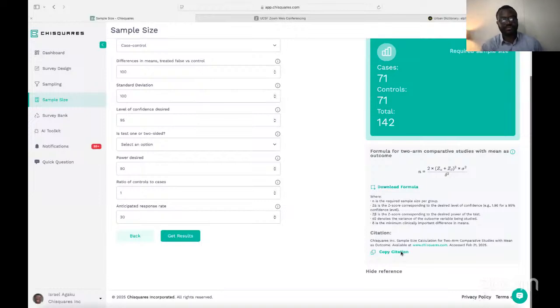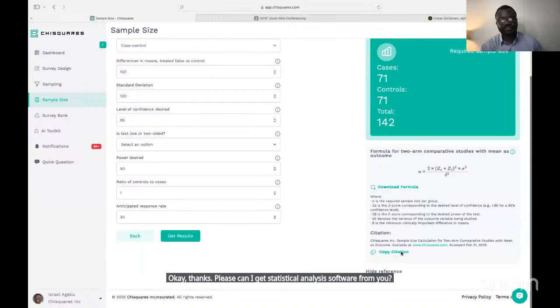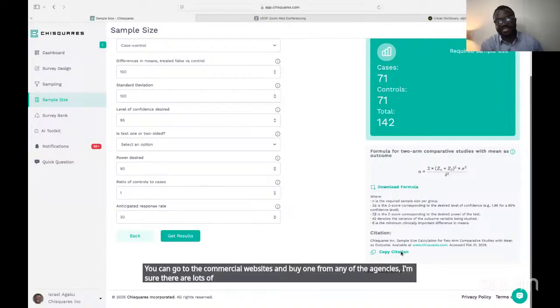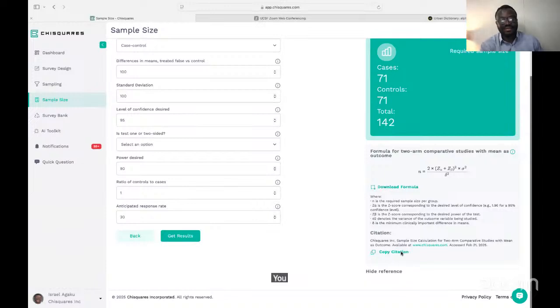Okay, thanks. Please, can I get statistical analysis software from you? I've been trying to get my hands on one. You can go to the commercial websites and buy one from any of the agencies. I'm sure there are lots of companies that sell software. It's not our job to recommend one software to you. You have to go and get yourself sorted out.